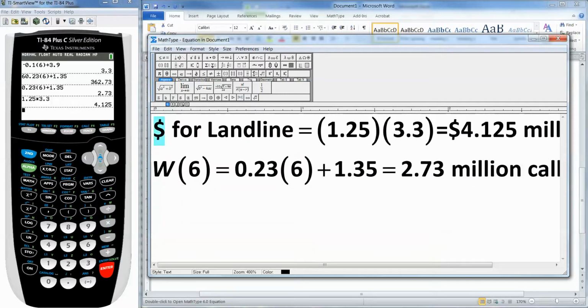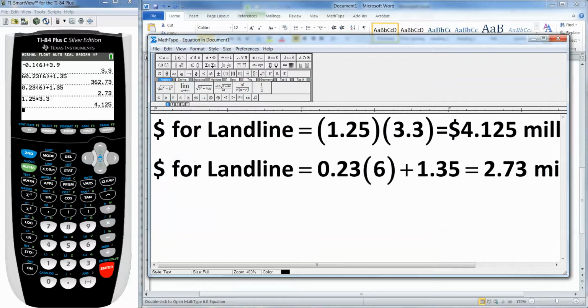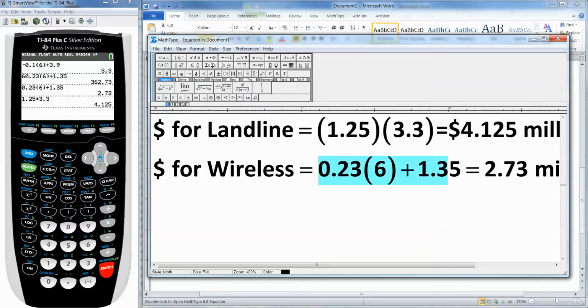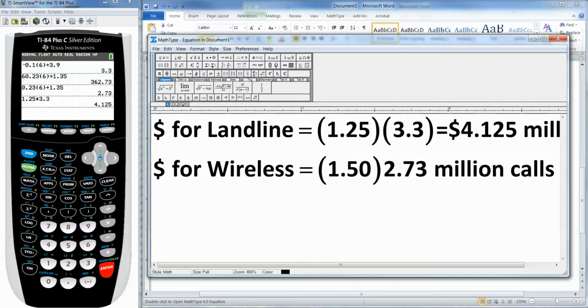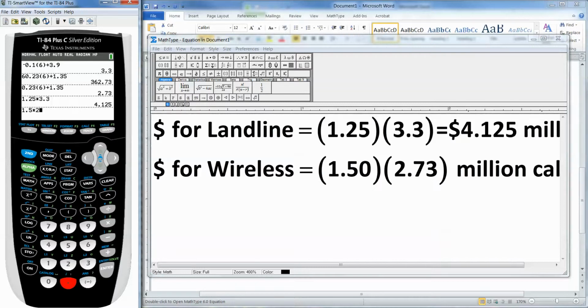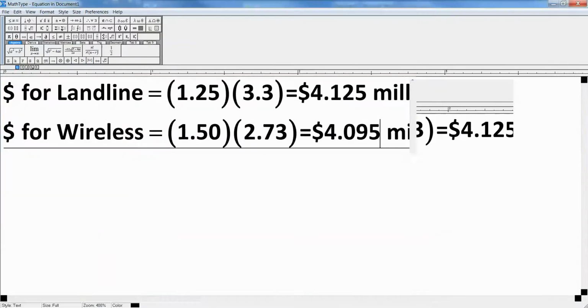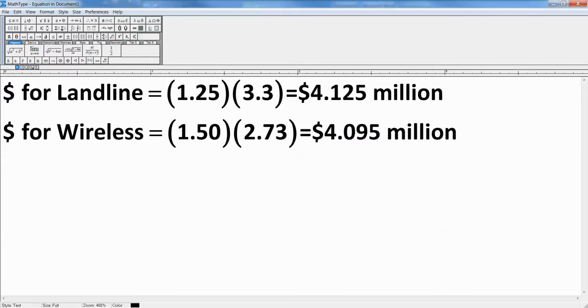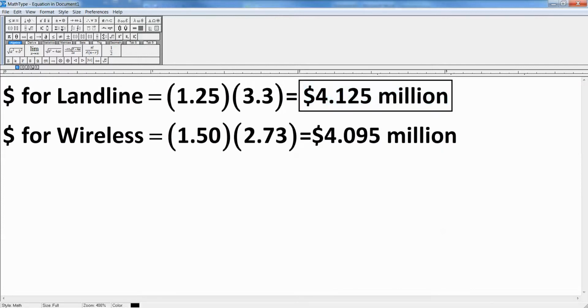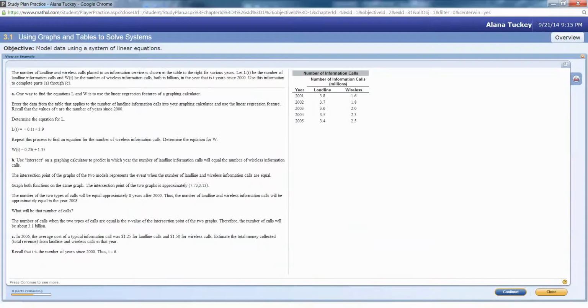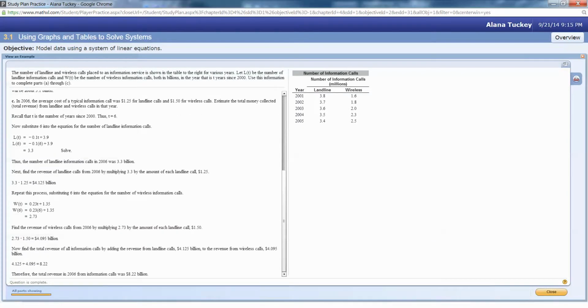There we go. And now I need the money for the wireless. So that would be 2.73 times 1.50 because they were $1.50 per call. So 2.73 times $1.50. So 1.5 times 2.73 makes 4.095. Oh, $4.095 million. And there we have our two results. So let's see if these values match what they actually said it was, and then we'll know if we did it right.